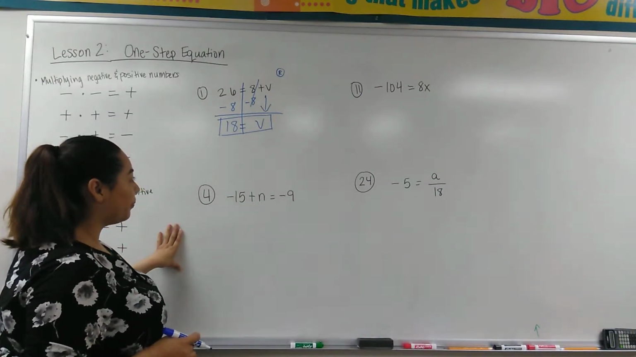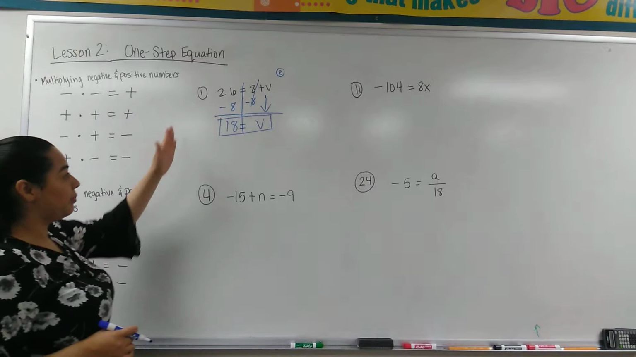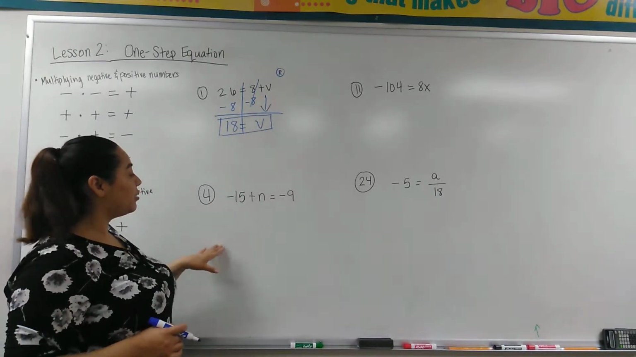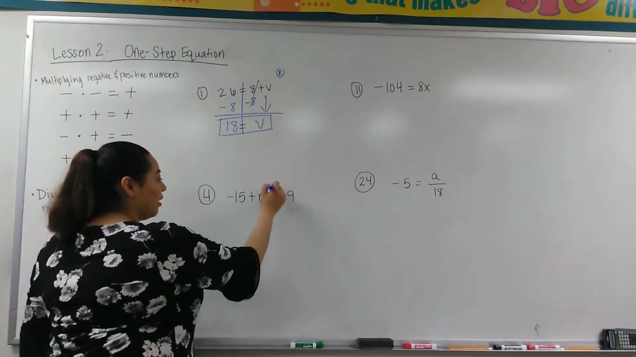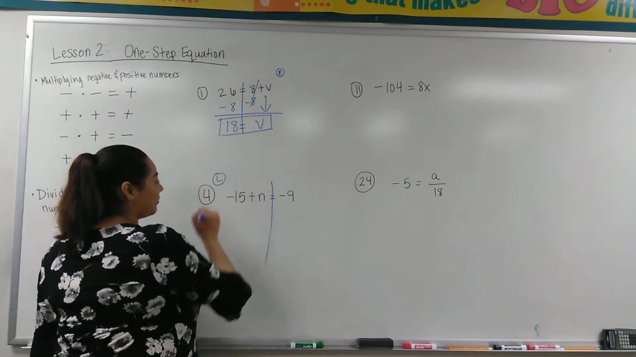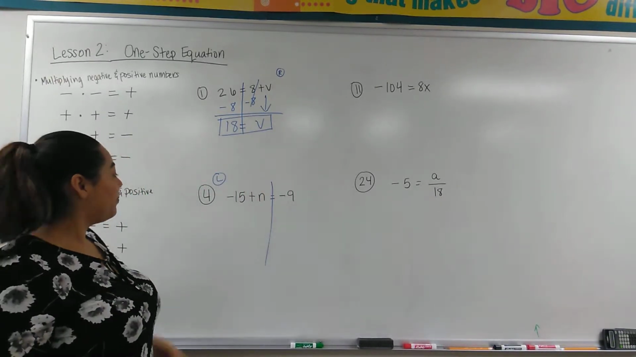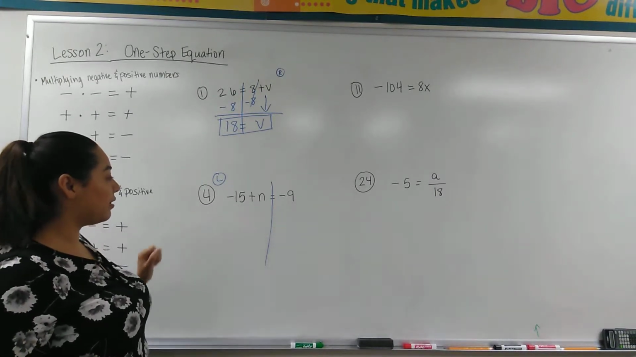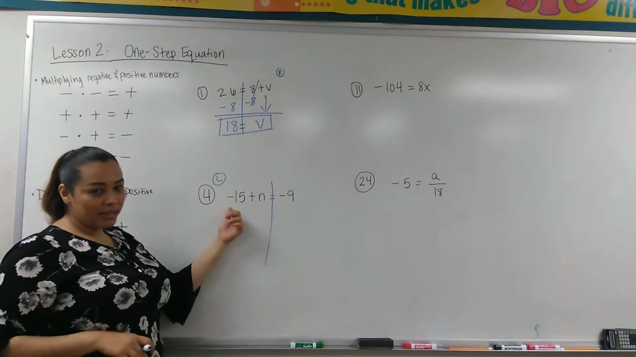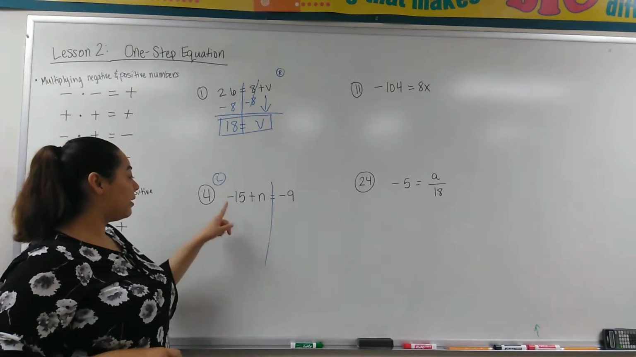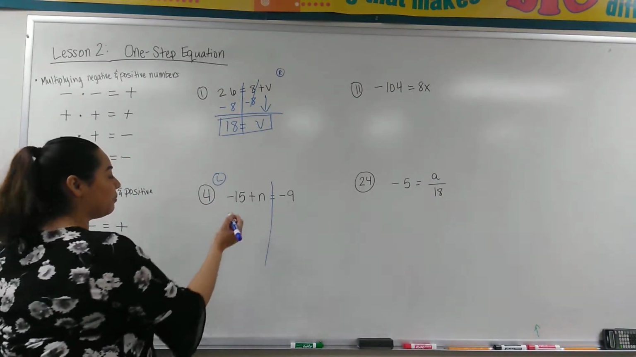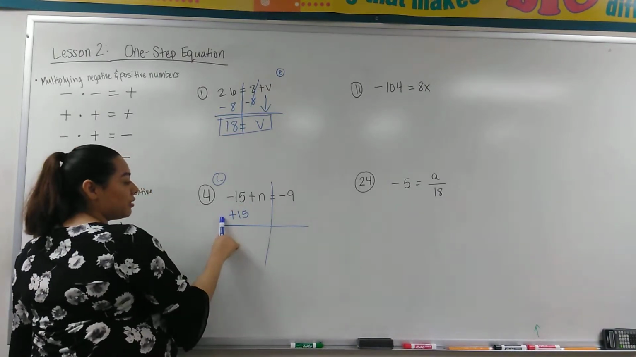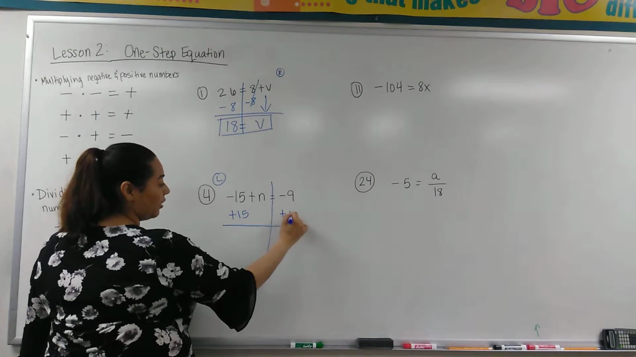For number 2. Number 2 is a little bit different than number 1 because in number 1, the letter we had it on the right side. Number 2, the letter now is going to be on the left-hand side. We're going to treat it the same way though. We need to leave n by itself right here. That means we have to get rid of the negative 15. Right now it's a negative. Moving it to the other side, we have to do the opposite, which is going to be positive 15. Remember that whatever we do on this side, we have to do it to the other side.